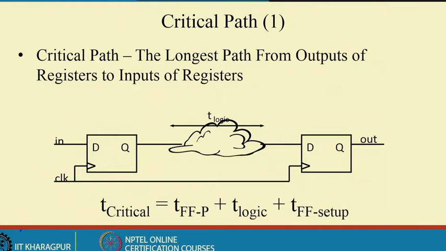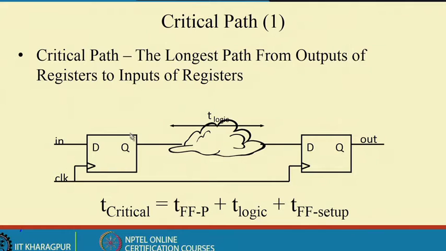The definition of the critical path is the longest path from the output of a register to the input of a register. Suppose this is one register, and this is another register, and between them there is some combinational circuit, or the signal has to pass through some logic gates. So, the critical path is the path from the output of the register to the input of the register.